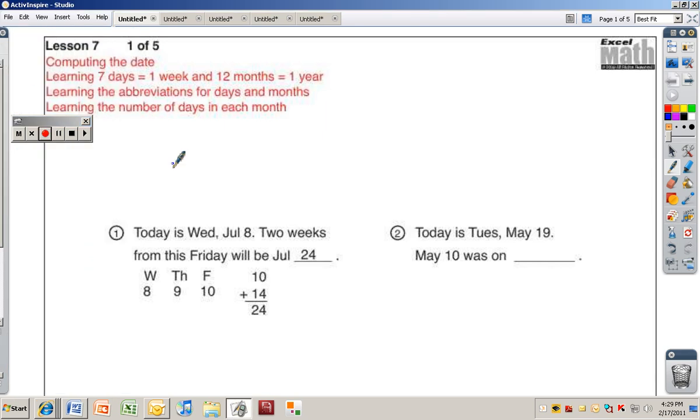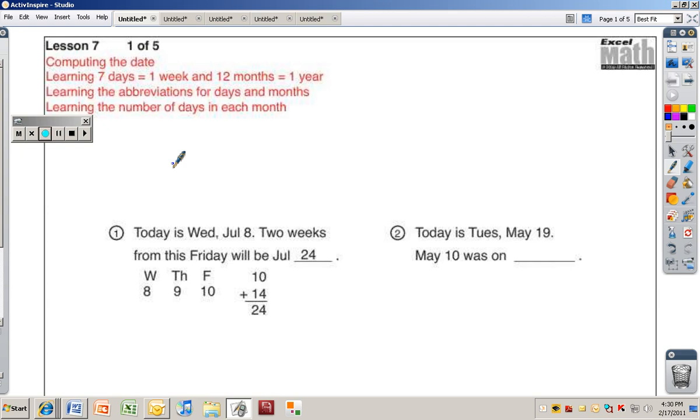All right, here we go with 5th grade Excel lesson 7. We're going to be learning about computing the date, learning 7 days equals 1 week and 12 months equals 1 year, learning the abbreviations for days and months, and learning the number of days in each month. So a lot of calendar stuff that we're going to be learning right now.